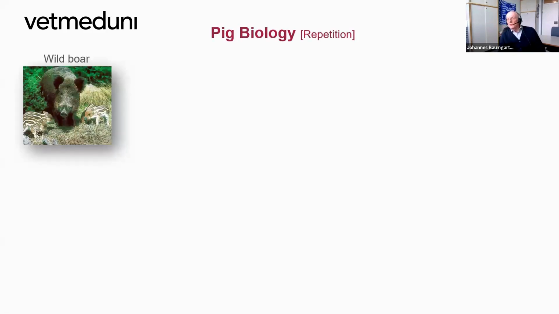But first of all, I want to talk about pig biology, as some of you may not be familiar with this animal in detail. As you may know, these domestic animals used for pig and pork production descend from the wild boar, and wild boar is spread all over Europe.